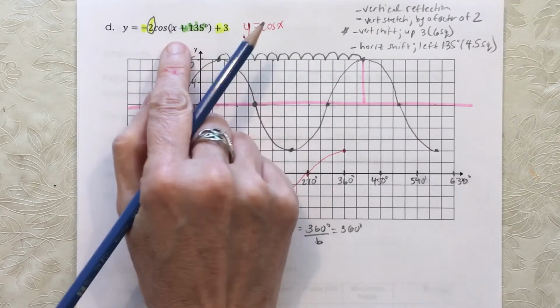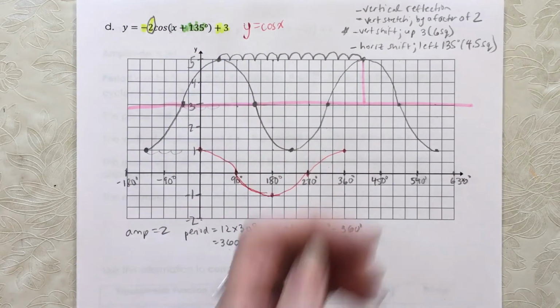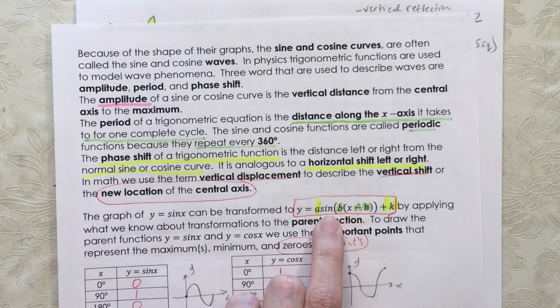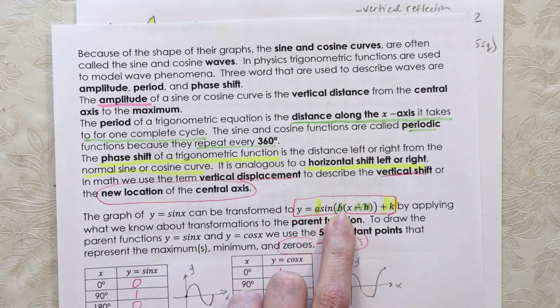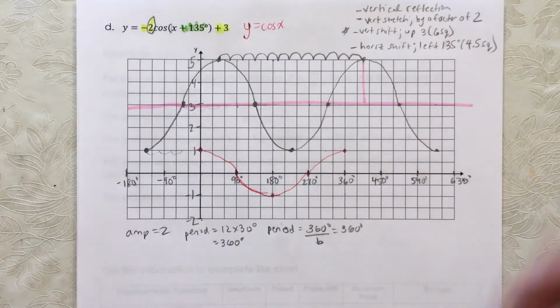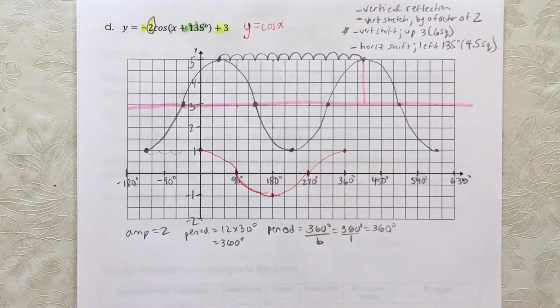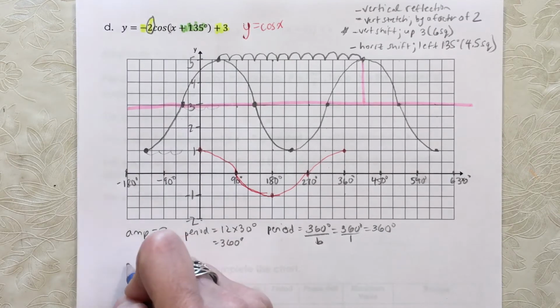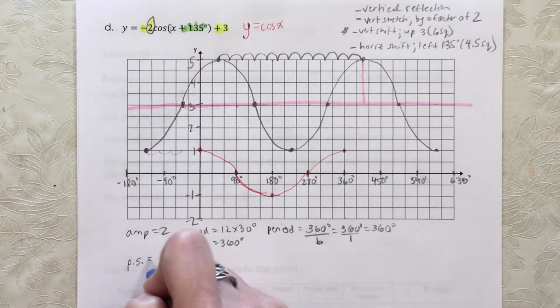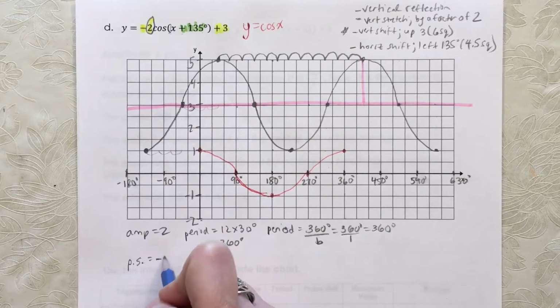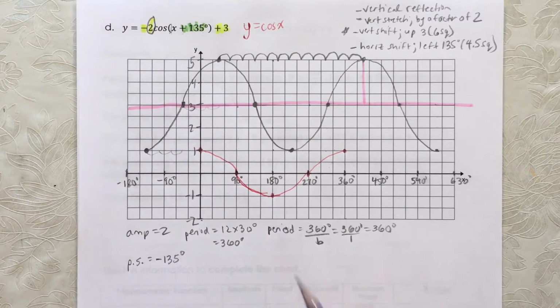So there's no number out front like there would have to be here between the cos and the x, okay? So the b value is just a 1, which makes it 360 this way as well, using the equation that we're given. Phase shift, P.S., is left 135, so negative 135 degrees.